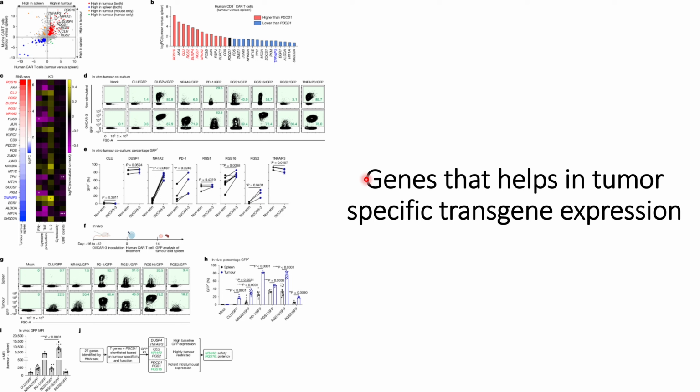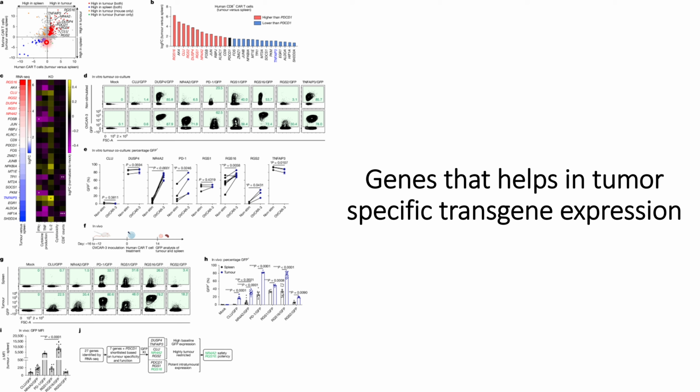In this video, we will discuss how they found a replacement for the promoter gene PDCD1 (PD1), which gives a systemic toxic effect in terms of the weight loss that we discussed in the previous video. In order to find the genes that help in tumor-specific transgene expression, they compared the genes that are expressed in the activated T cells in the spleen and in the tumor.